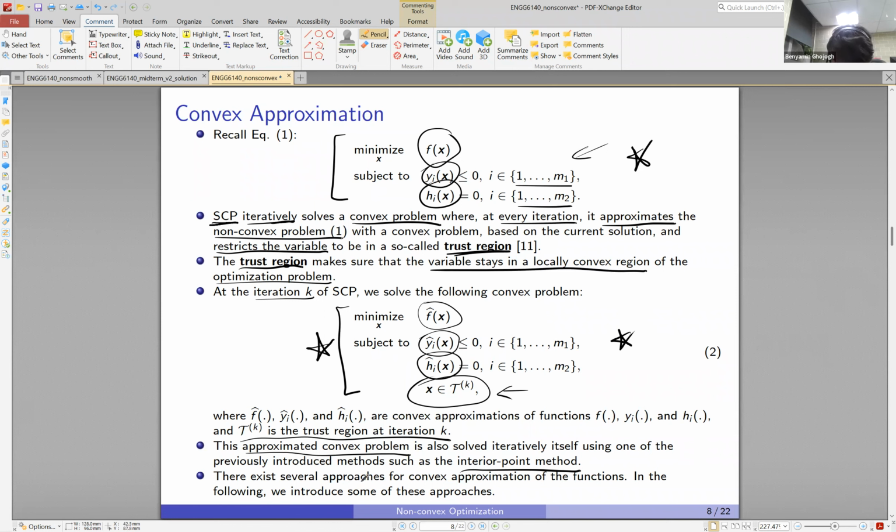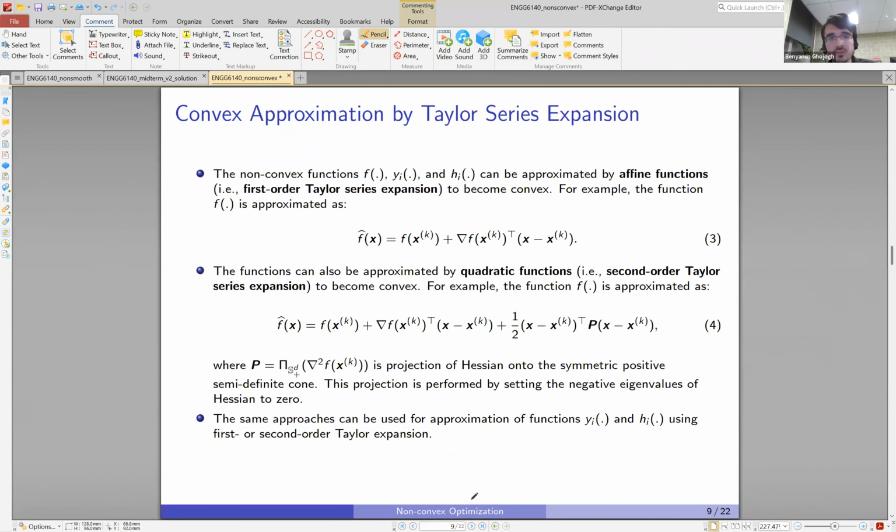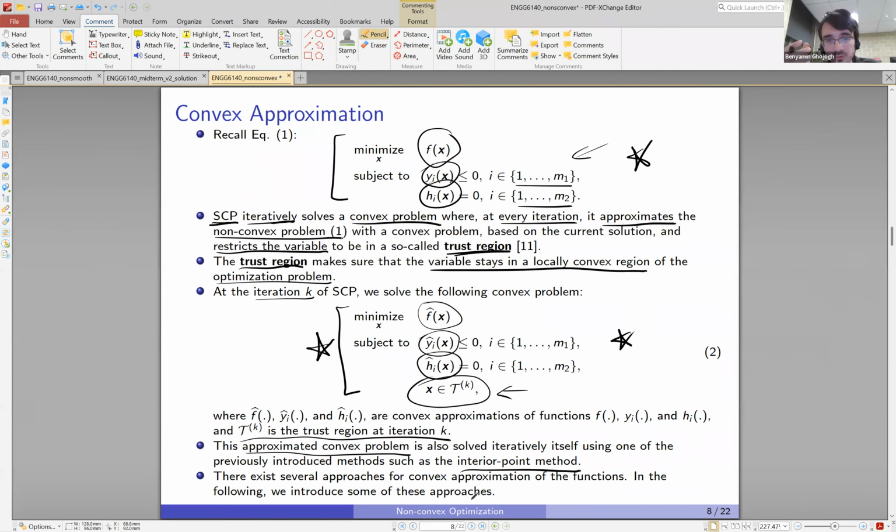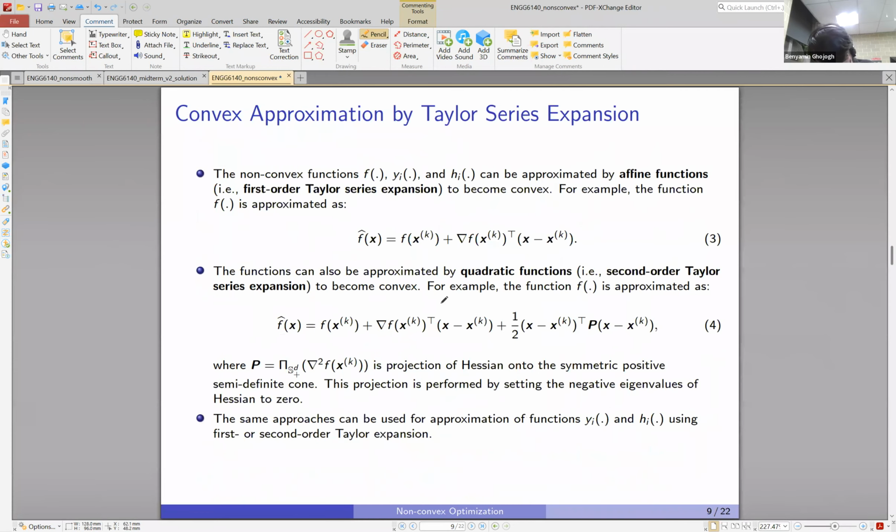There exist several approaches for convex approximation of the function. In the following, we introduce some of these approaches. For now, in the next slide, we are going to explain how we can do the convex approximations, how we can find f hat of x from f of x, or yi hat of x from yi of x, and hi hat of x from hi of x, right? Okay, let's do that.